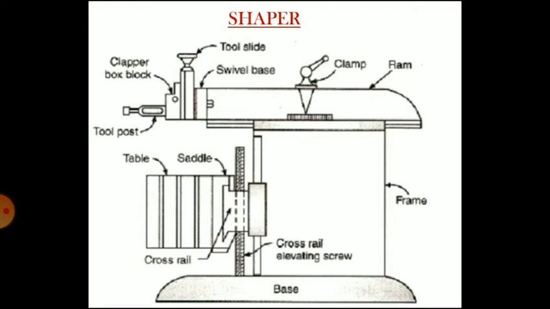Then the top member is a ram which reciprocates in horizontal direction. At the end of the ram, there is a tool post or the tool head on which the tool is mounted, and there is a tool slide so that you can move the tool in an upward or downward direction. Also, you can rotate or swivel the tool head by using the swivel base.